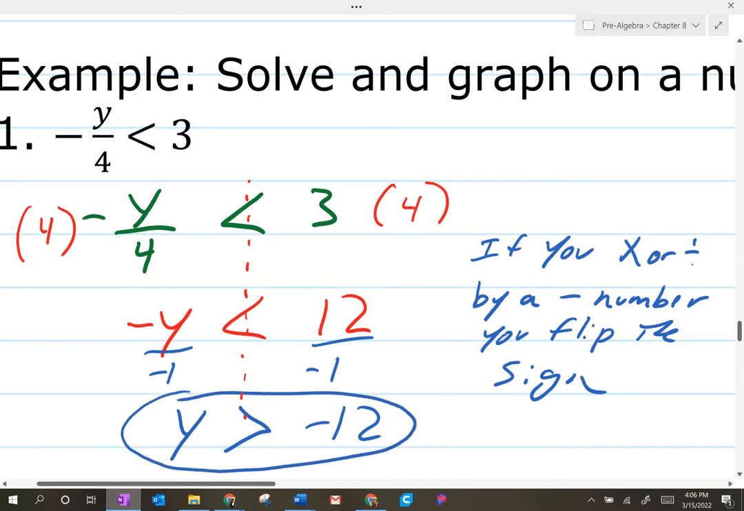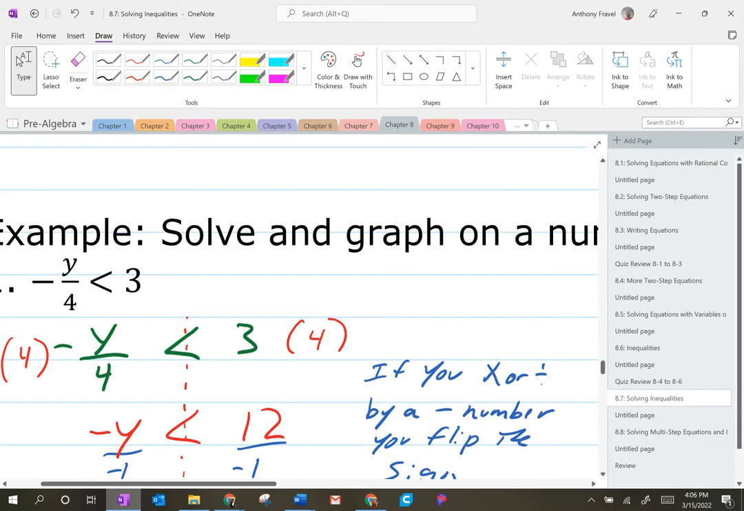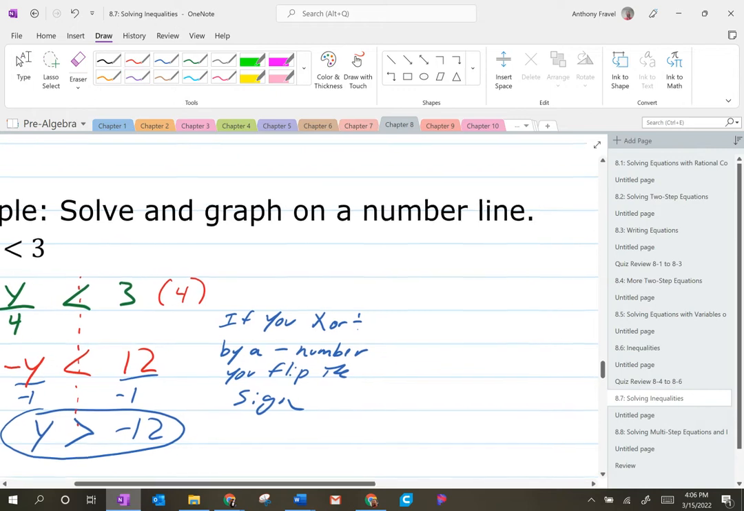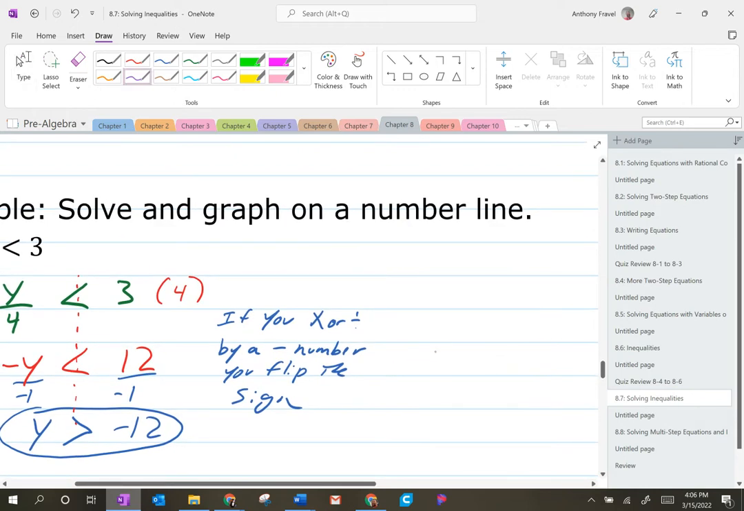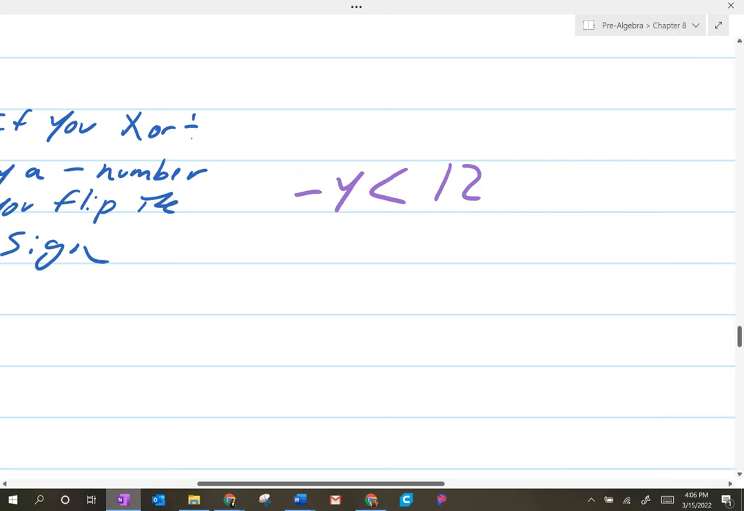I'm going to show this again. I'm going to slide it over here on this side just to show you a second way to visualize what I just did. I'm going to rewrite the same step exactly the way it was on this side. It was negative y was less than 12. I'm going to do the exact same thing here, but I'm going to show you the long way to do it, just to show it's going to be the exact same answer.